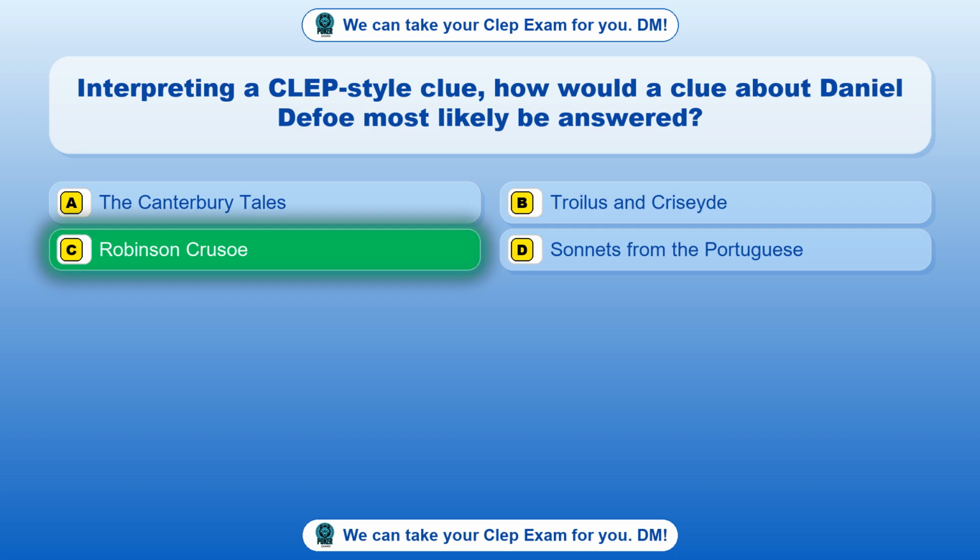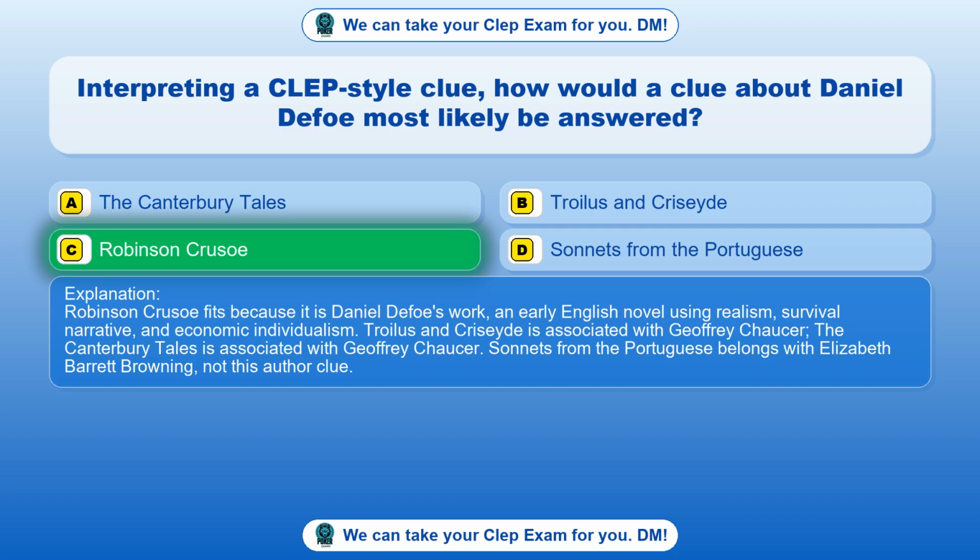Robinson Crusoe. Robinson Crusoe fits because it is Daniel Defoe's work, an early English novel using realism, survival narrative, and economic individualism. Troilus and Cressida is associated with Geoffrey Chaucer. The Canterbury Tales is associated with Geoffrey Chaucer. Sonnets from the Portuguese belongs with Elizabeth Barrett Browning, not this author clue.